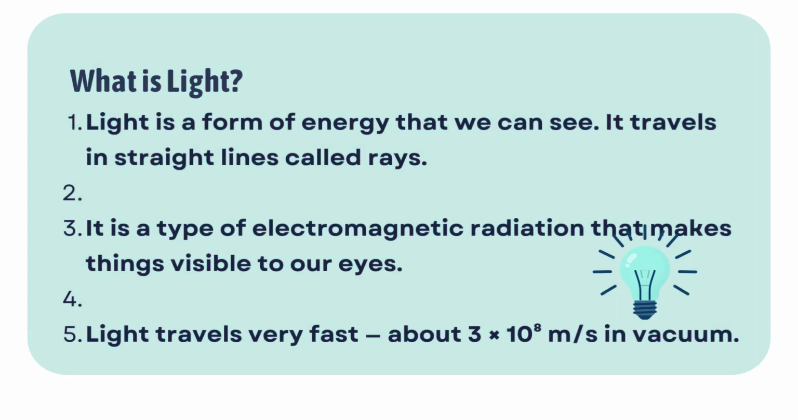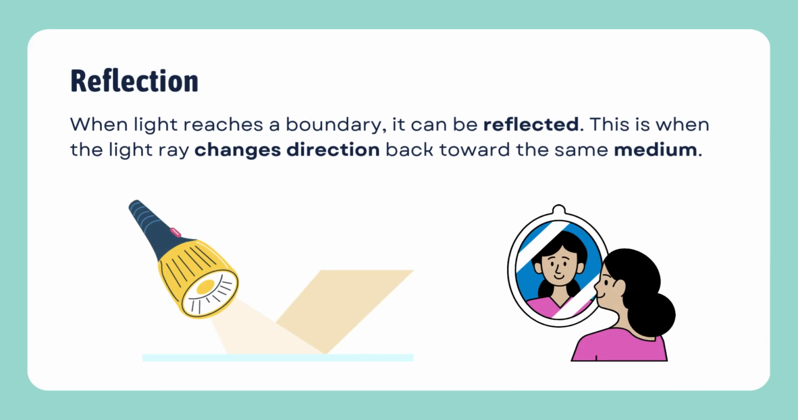Let's find out. Reflection. When a ray of light strikes a smooth surface like a mirror, it bounces back into the same medium. This bouncing back of light is called reflection. Without reflection, mirrors would never form images and we wouldn't be able to see ourselves.